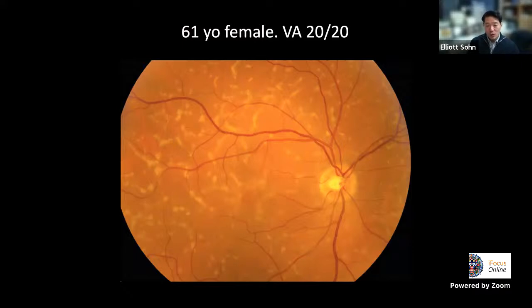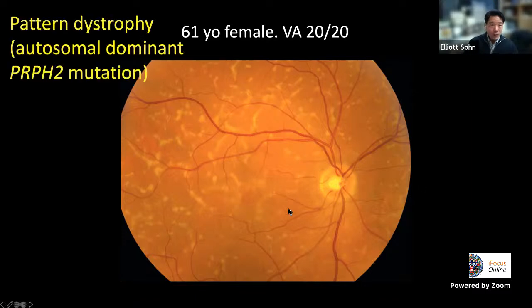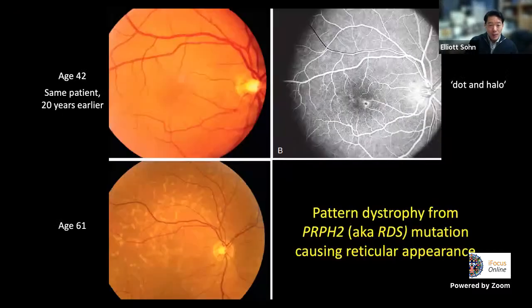Okay, so let's look at a patient here, the 61-year-old woman. We're running out of time, so I'm going to just run through these cases. She's got 20/20 vision, and what she has here are these flecks. You can see some 90-degree angulations, 120-degree angulations throughout the posterior pole. This patient has pattern dystrophy. This is autosomal dominant.